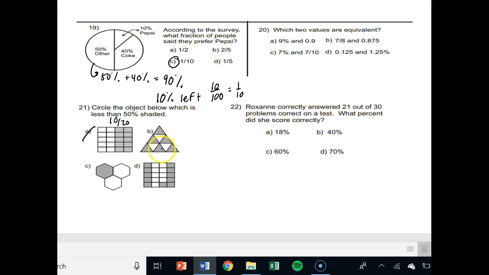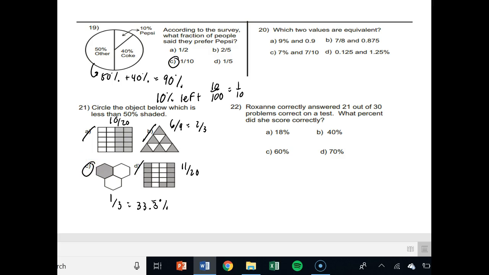This one I've got 1, 2, 3, 4, 5, 6, 7, 8, 9 triangles with 6 of them shaded, so 6/9, which is 2/3, which I know is 0.666 or 66.6%, so that's not less than 50%. This is 1/3, which I know is equal to 33.3 repeated percent, so that could be it. And then this is again 20ths, and I have 11 20ths shaded, which is again greater than 50%. So C has got to be my answer.